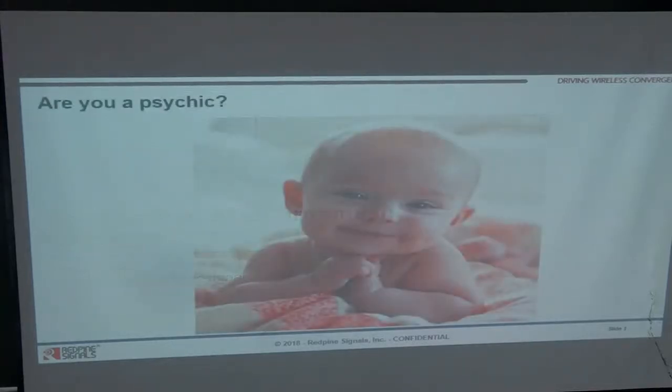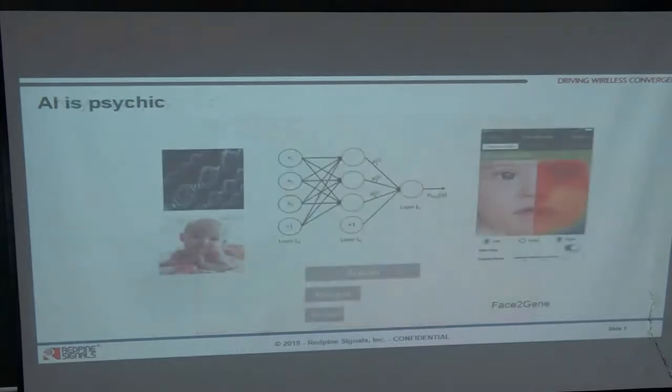So what do you see? Are you a psychic? You see a beautiful child here. You know, my 6-year-old will probably go, oh, so beautiful. But AI sees something else. This is what AI sees. When you input an image into an algorithm and you run that algorithm, you get a percentage, a classifier, which tells you the chances that this particular child is going to have a certain disease.